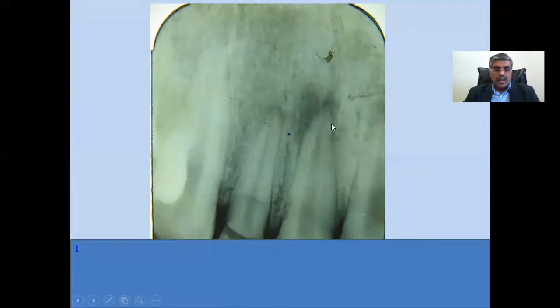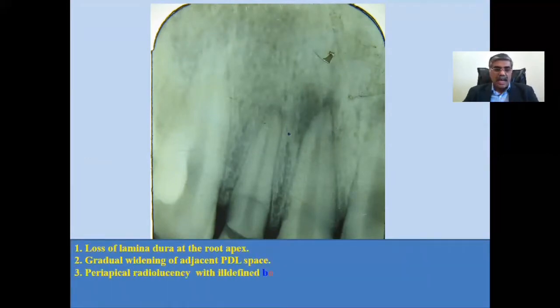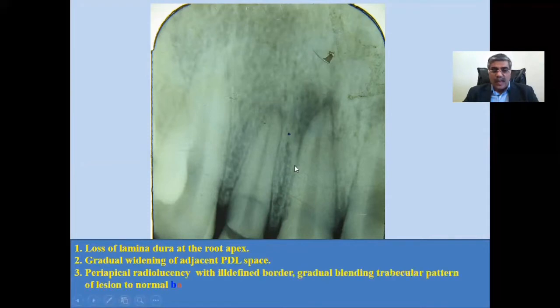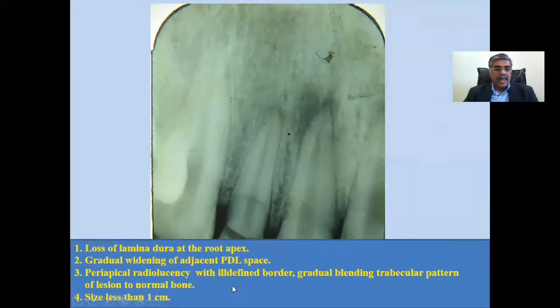So the findings are loss of lamina dura at the root apex, and there is gradual widening of the pedial space. If you see from here, the pedial space will gradually enlarge towards the periapical area, and the periapical radiolucency will be ill-defined, and the size is less than 1 centimeter. So these are the radiographic criteria for a diagnosis of periapical abscess. Almost similar change you can appreciate in the lateral incisor also.